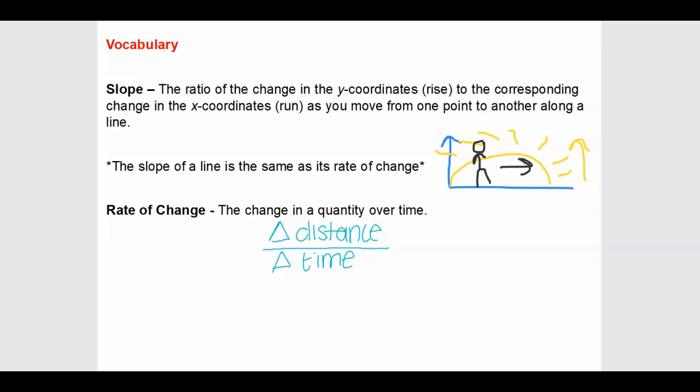So the slope of a line is the same as its rate of change. We discussed that. Rate of change is often thought of as a change in quantity over a change in time. So again, that rate of change, it's change in a quantity over a change in time. Often we talk about rate as distance over time.